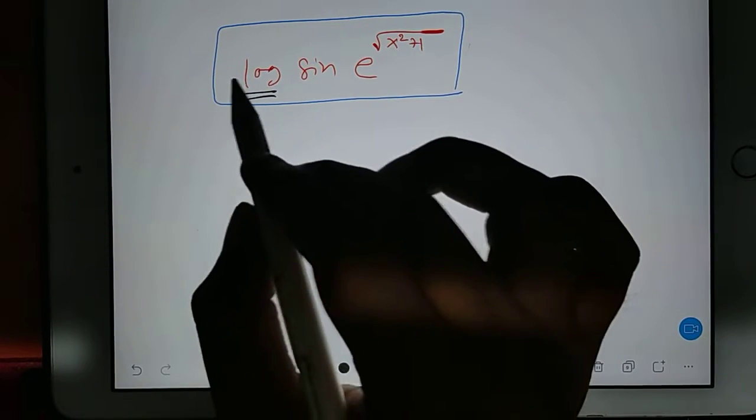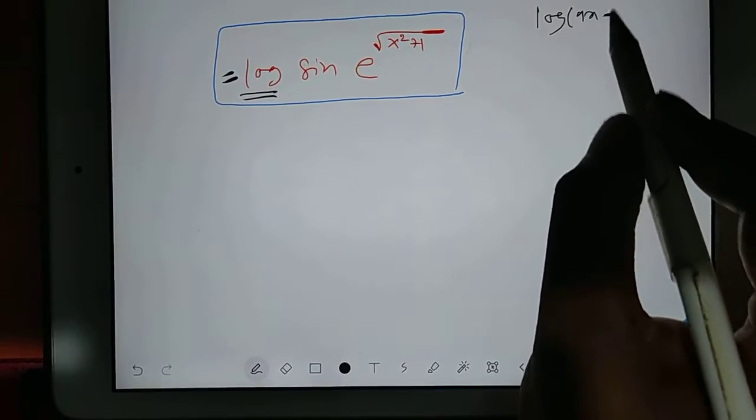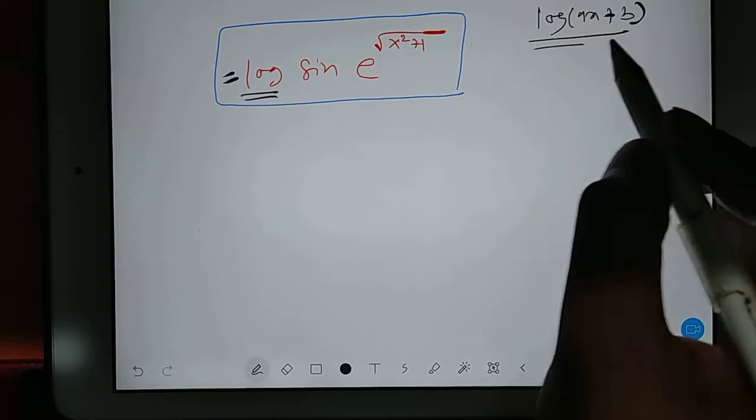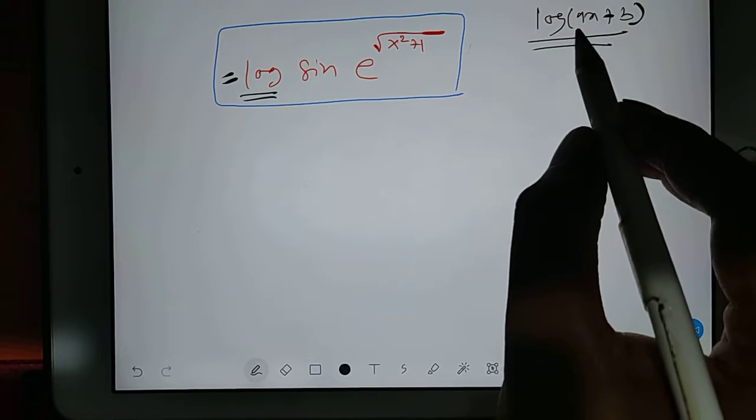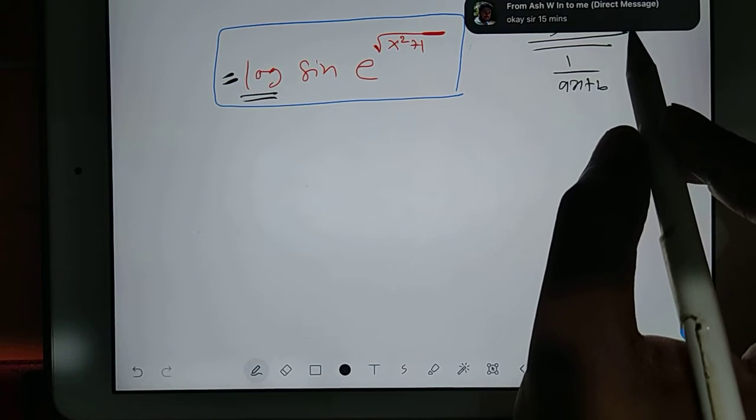Now you see, first you differentiate for log. So log ax plus b, apply this concept. How do we differentiate? Whenever we differentiate log ax plus b, it comes as 1 by ax plus b.